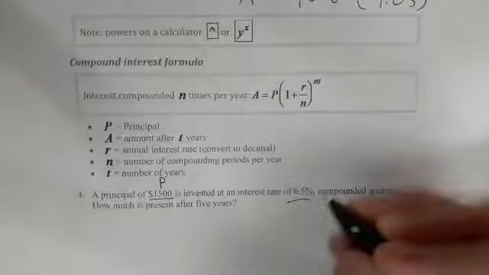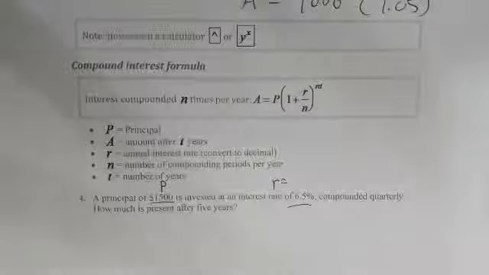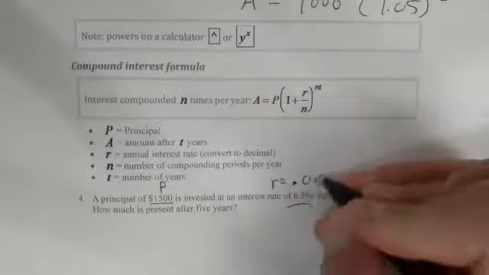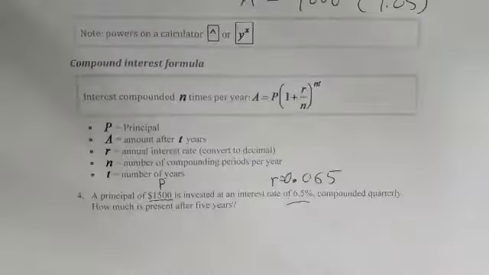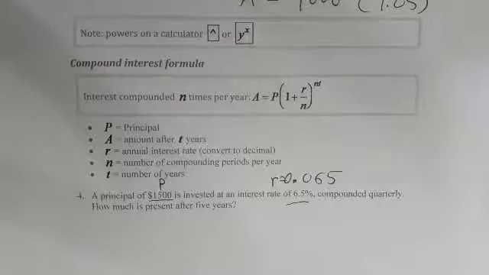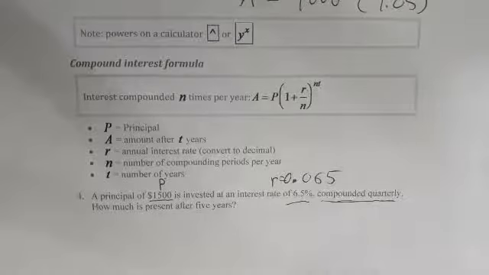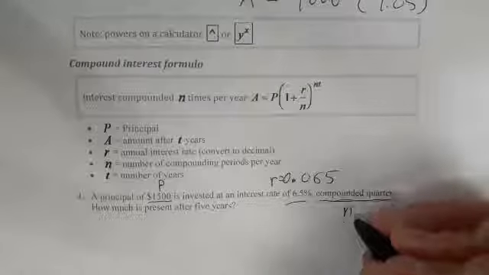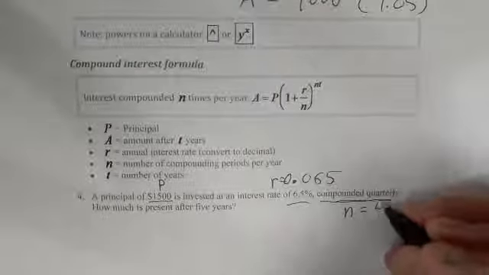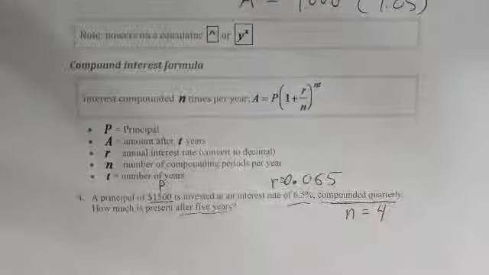This is my R. It's giving it to me in a percentage. I want to convert it to a 0.065. Next thing they say, it's giving me the number of compounding periods per year. And then they say after 5 years, so this is giving me the number of years, which is T.